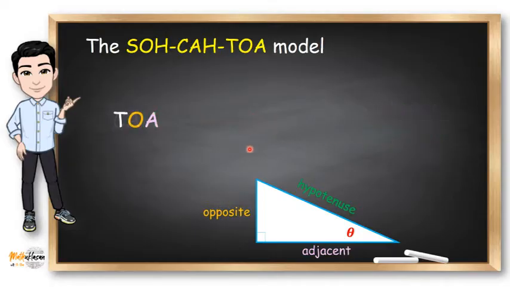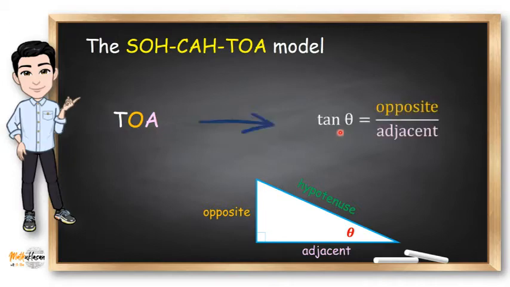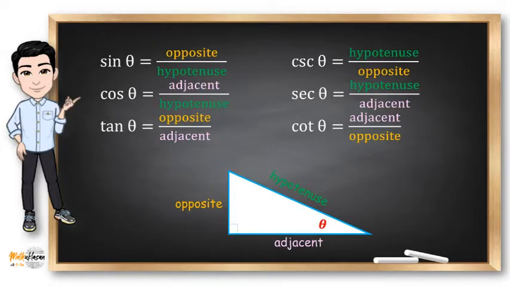Yung TOA naman is for tangent. And you know O, right? It's for the opposite and A is for the adjacent. So, tangent theta is equal to opposite over adjacent. Yung SOH-CAH-TOA model natin ay para sa tatlong ito.